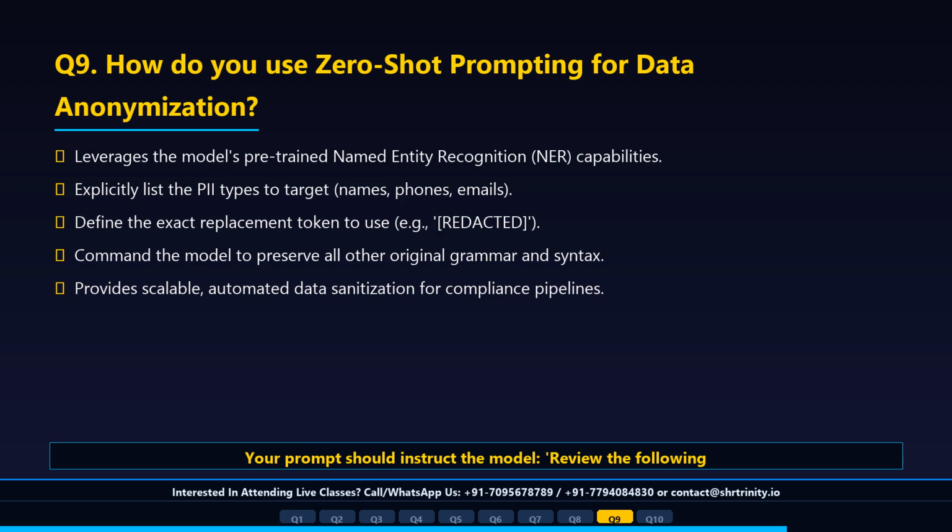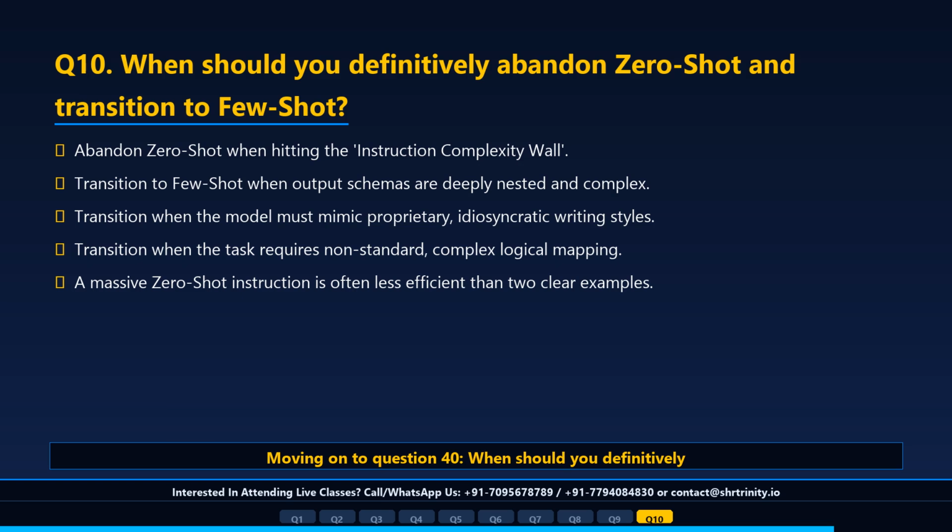Your prompt should instruct the model: review the following text. Replace all names, phone numbers, email addresses, and physical addresses with the exact string, redacted. Do not change any other words or grammar. This approach relies on the model's pre-trained named entity recognition capabilities. By specifying the exact string, redacted, you ensure the output format remains uniform for downstream processing without needing to provide examples of redacted text.